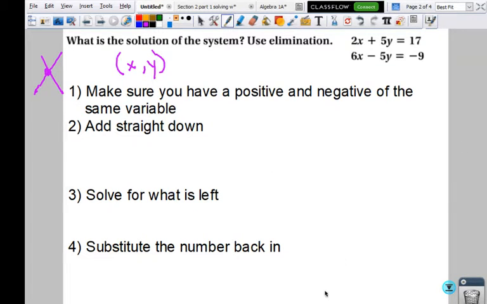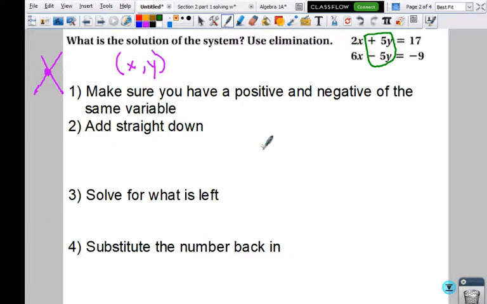Alright, so for elimination, these are my two problems right here. I need a positive and a negative of exactly the same variable, one positive, one negative. For example, I have 2x and 6x. Are these exactly the same? No. But then I have a positive 5y and a negative 5y. These two are exactly the same, except one is positive and one is negative. That is what I want. If I have this, I can use elimination.